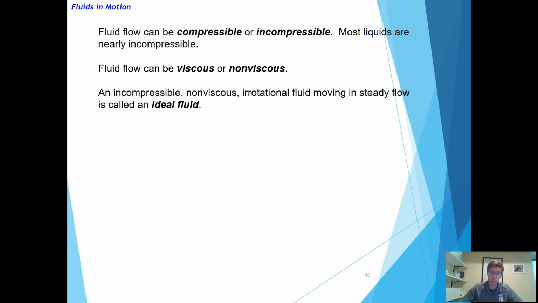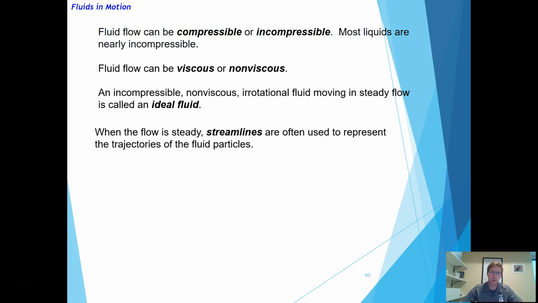The primary example we'll use is water and water-like substances because they are nearly non-viscous, highly incompressible, and you can create situations where they're undergoing steady flow. Okay, so we're going to just assume ideal fluids for now in the future examples.